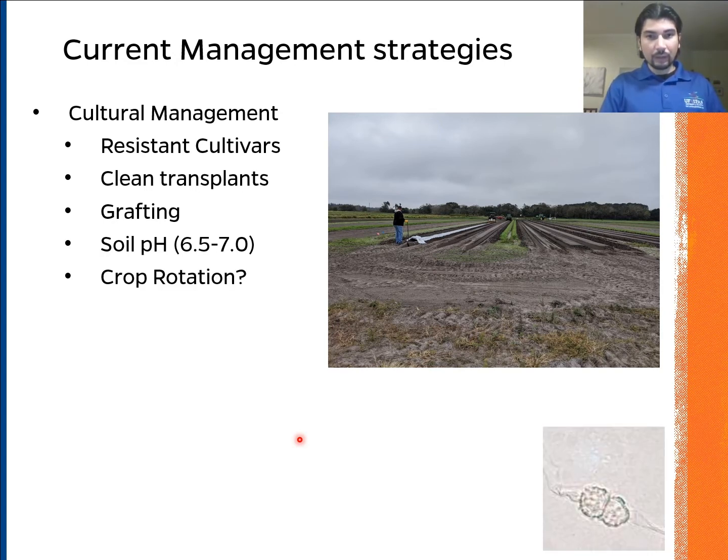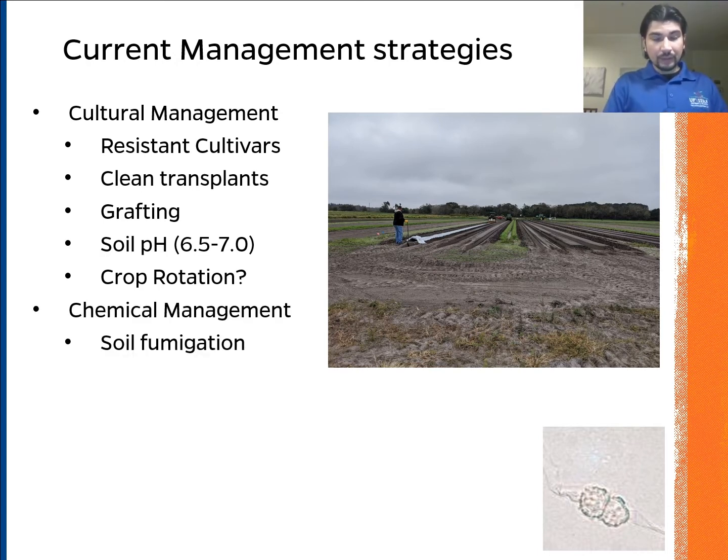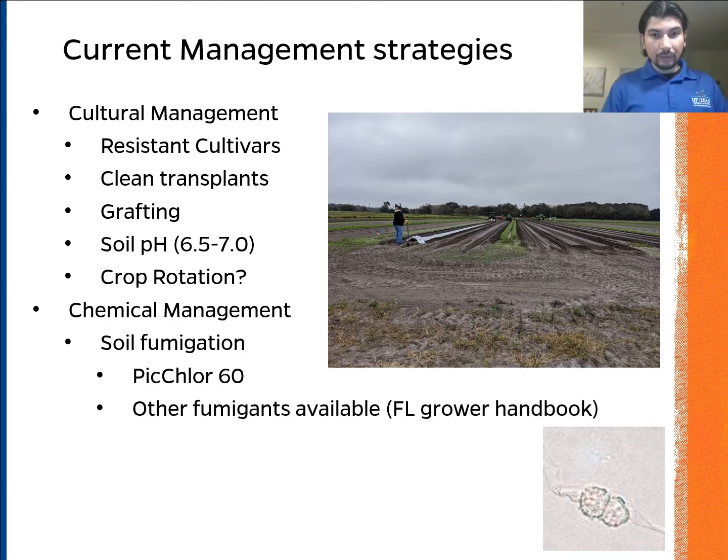And crop rotation is difficult because of these resting structures that they have called chlamydospores. They can survive up to 10 years in the soil, which makes crop rotation difficult. Chemical management is done through soil fumigation using nematicides. They are also effective on FOL and other Fusarium molds. Pic-Clor 60 is a common one used, but there are other fumigants available in the Florida Grower Handbook.